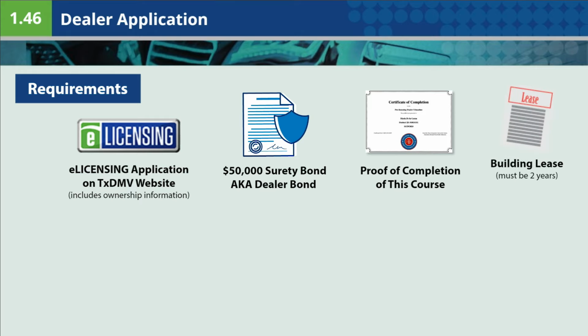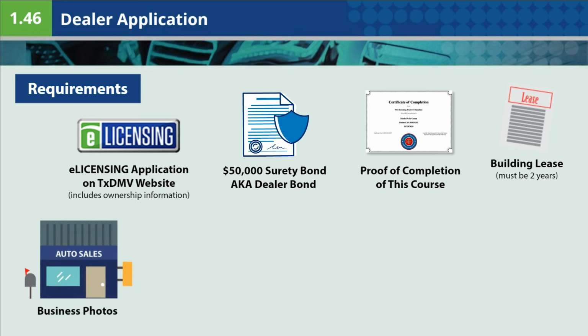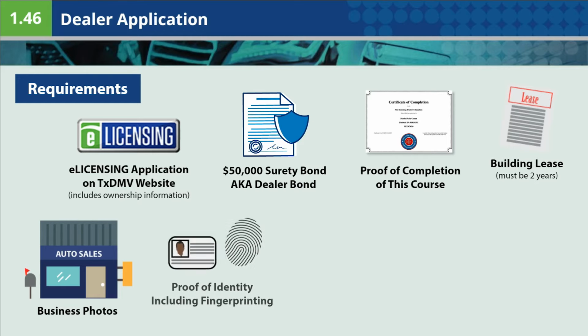You will also need a copy of your lease or proof of property ownership, including the notarized statement from the property owner if you are subleasing. And you'll be asked to submit business photos clearly showing the exterior business structure, posted business hours, interior office, and mounted business sign. You'll need to provide proof of identity, including fingerprints for all owners and managers of your business.